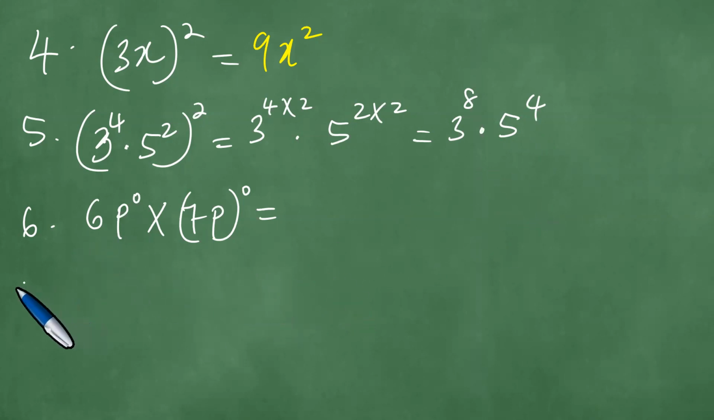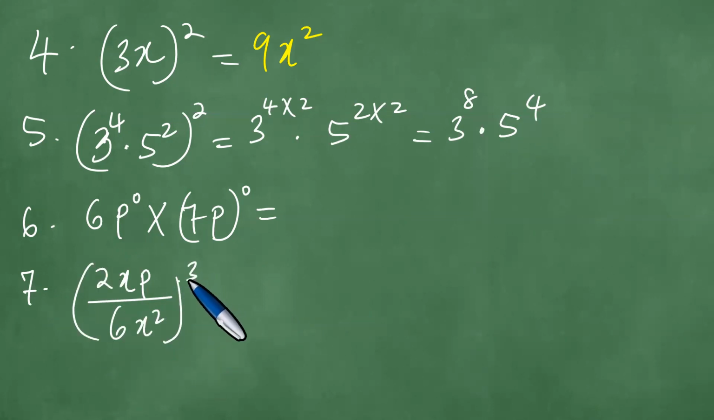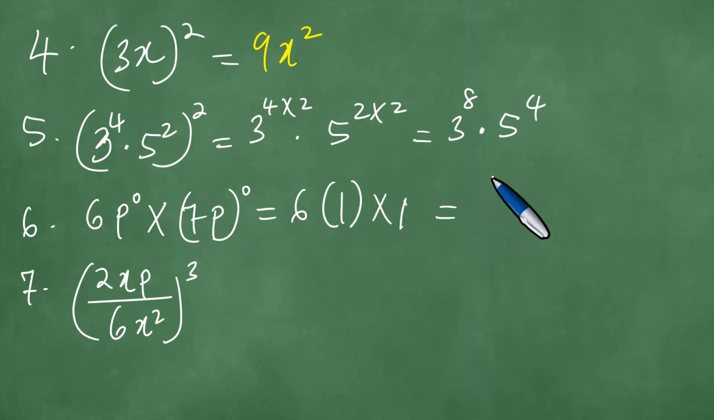Okay, what's the answer to number 6, Leander? What is 6p to the power 0? 1. And then this 7p to the power 0 is what? 1. Why is it 1, Leander? Anything to the power of 0 equals 1. Yeah, except 0. Okay, so 6p to the power 0 is going to be 1, and the 7p to the power 0 is 1. And the answer is 6 here.